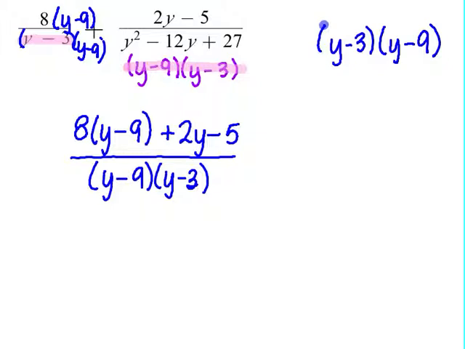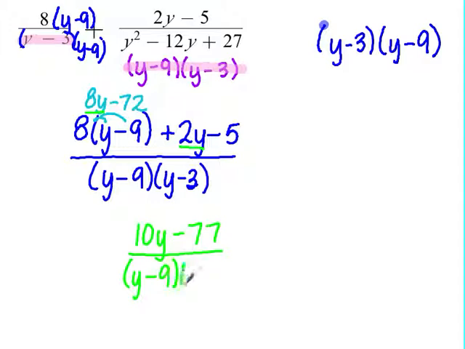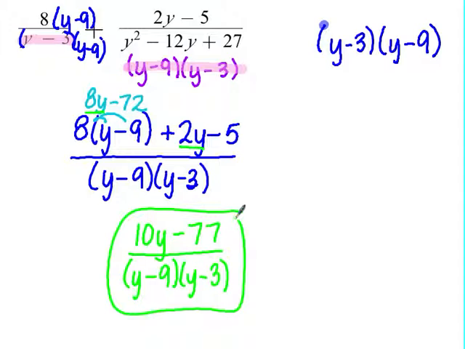Now we need to distribute the 8. When I distribute the 8, what does this become? Minus 72. Moving to my final answer, I'm looking to add like terms together. I have an 8y here and a 2y here, which makes 10y. 10y minus 77 all over y minus 9 times y minus 3. Questions on that?